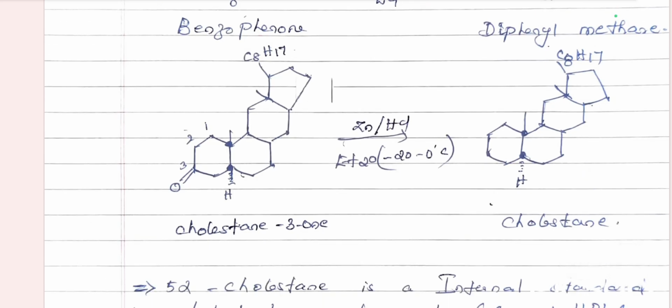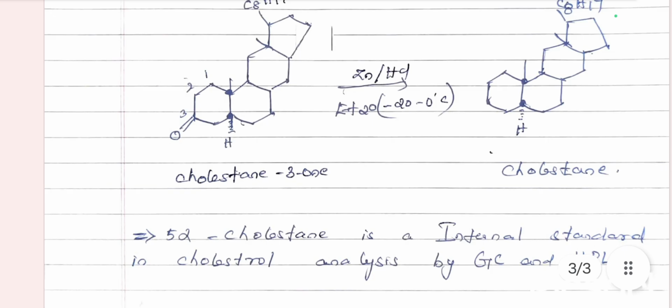Finally, I have taken cholestan-3-one. In this, a cyclopentanoperhydrophenanthrene nucleus is present, and at the third position a ketone group is present. When it goes for a modified Clemmensen reduction, instead of amalgamated zinc, we use diethyl ether or acetic anhydride at a lower temperature, -10 to -15 degrees Celsius. The reduction takes place, and the third position is completely changed into a CH2 group, giving cholestane.